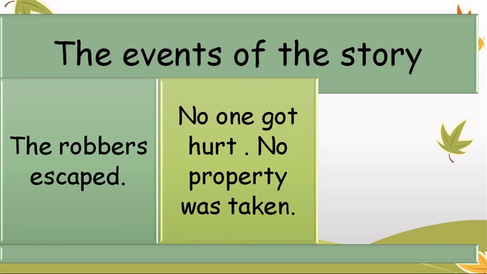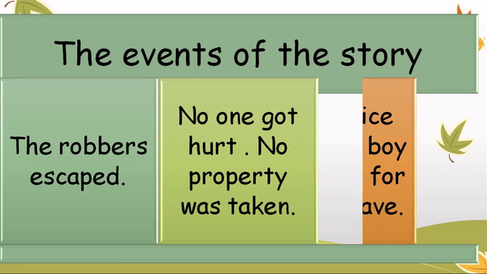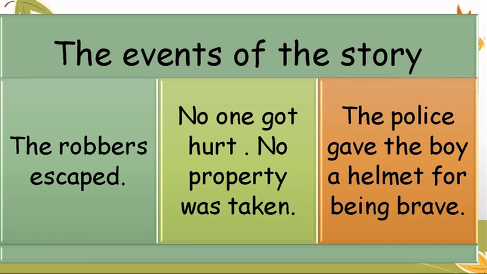No one got hurt, they didn't injure anyone. No property was taken. Property means furniture or things in the house, like a TV or a computer or a phone. So they didn't take anything. Everything was left as it is. The police, of course, gave the boy a helmet as a present for being brave. And we have here a happy ending for the story. No one got hurt and no property was taken. Okay?